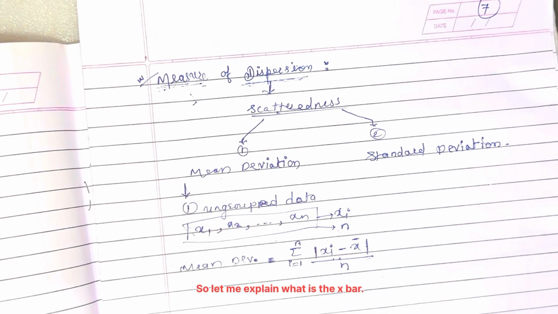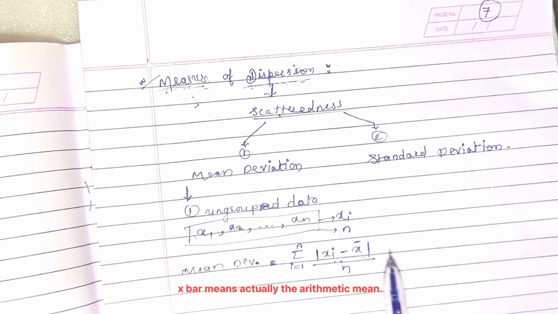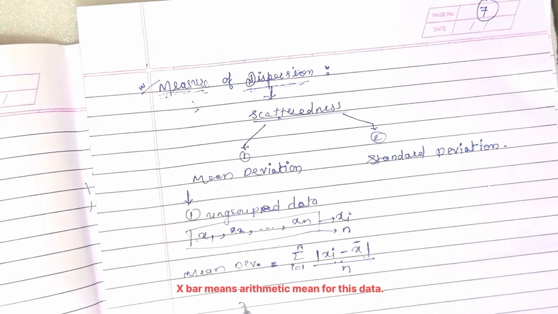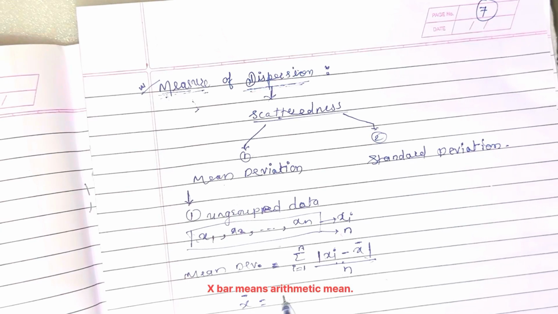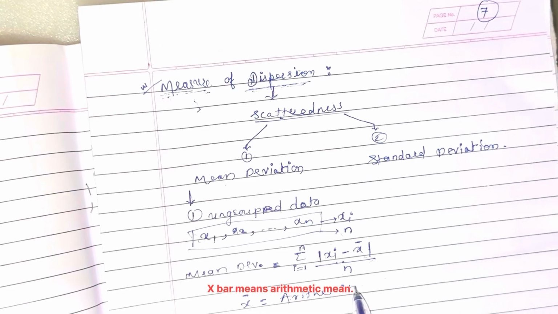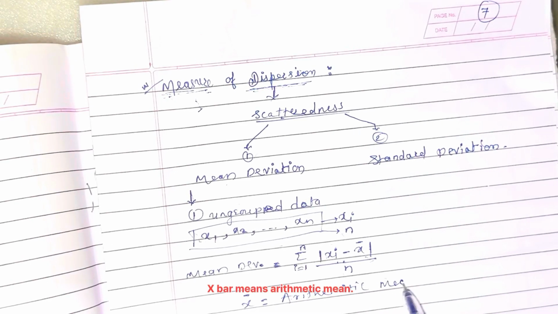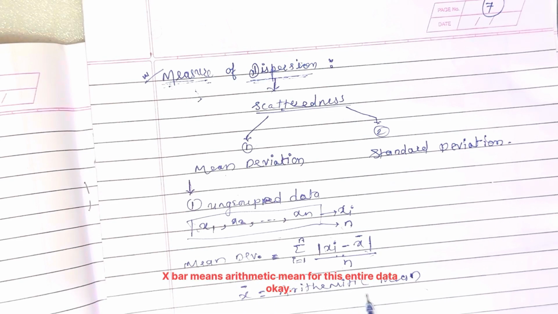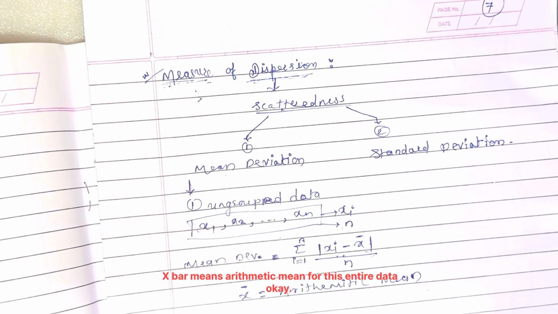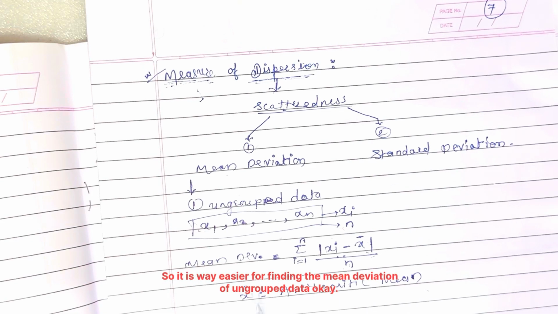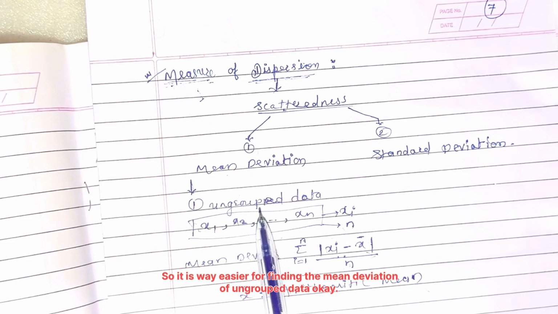So let me explain what x bar is. X bar means the arithmetic mean for this entire data. Now we know what n, x bar and xi are, so it is way easier to find the mean deviation of ungrouped data.